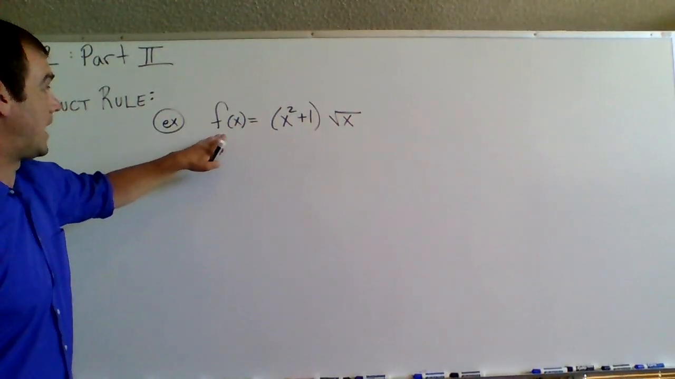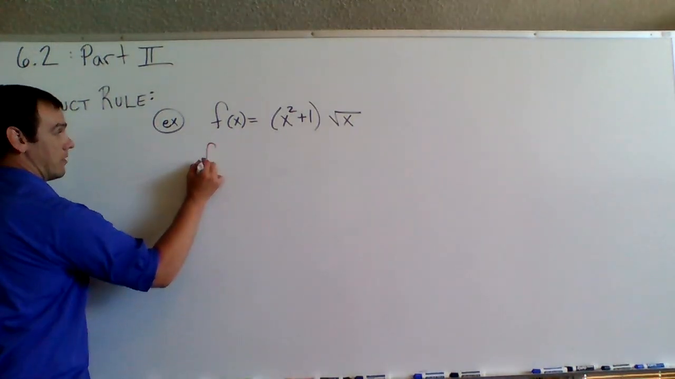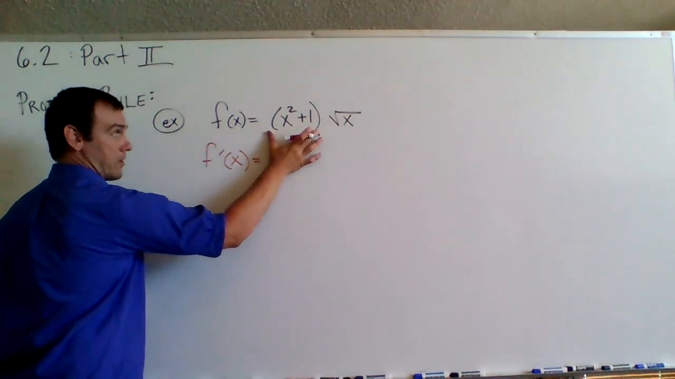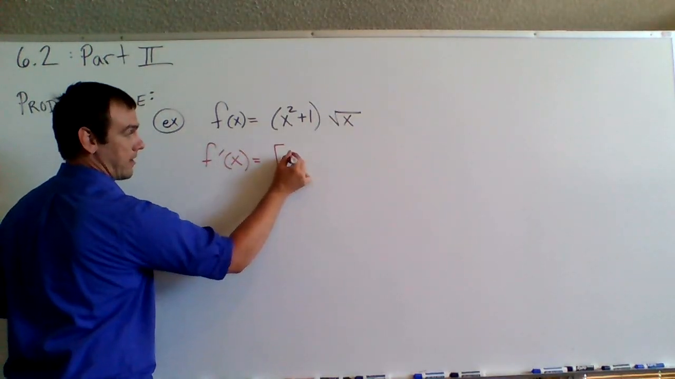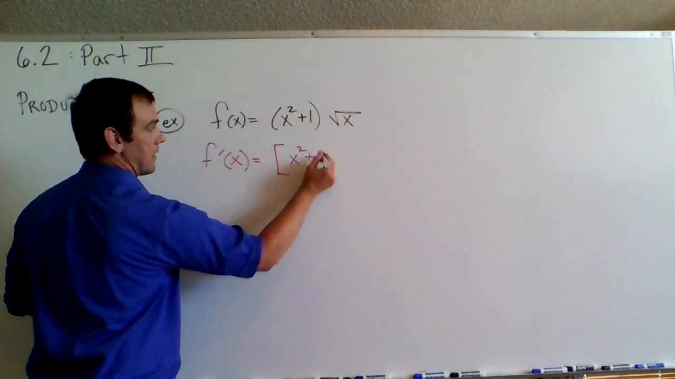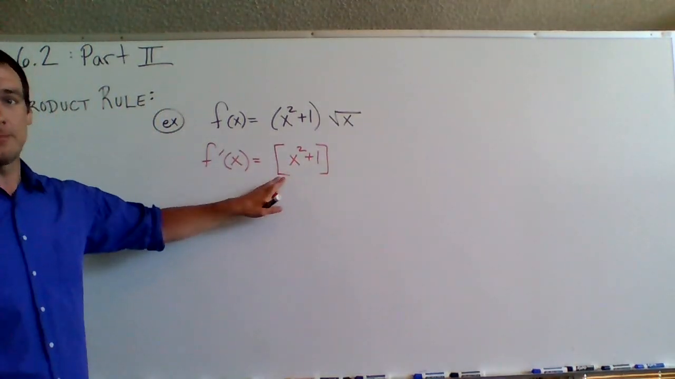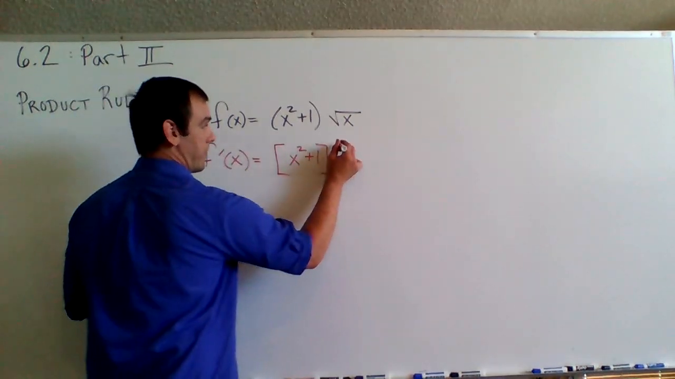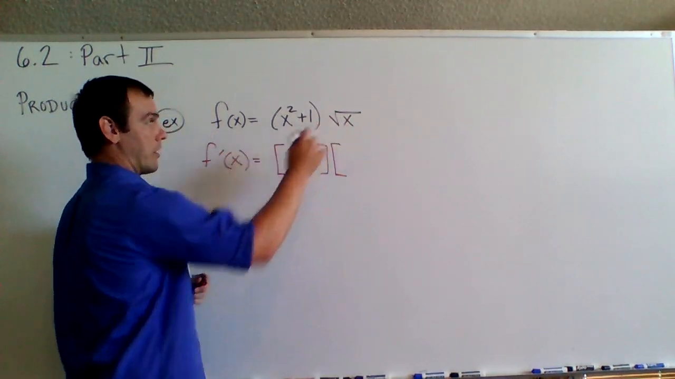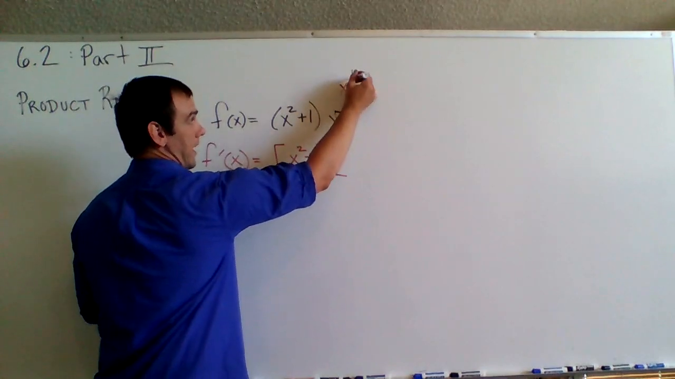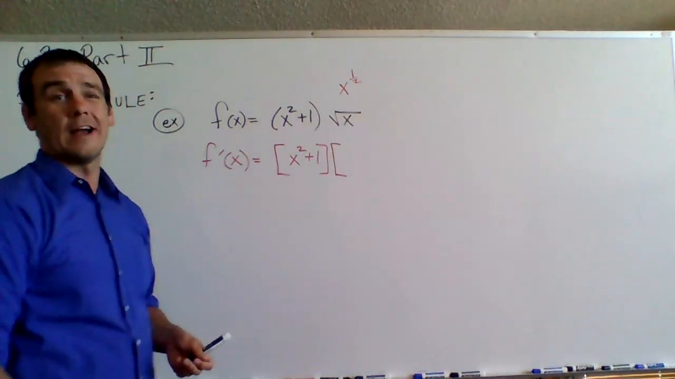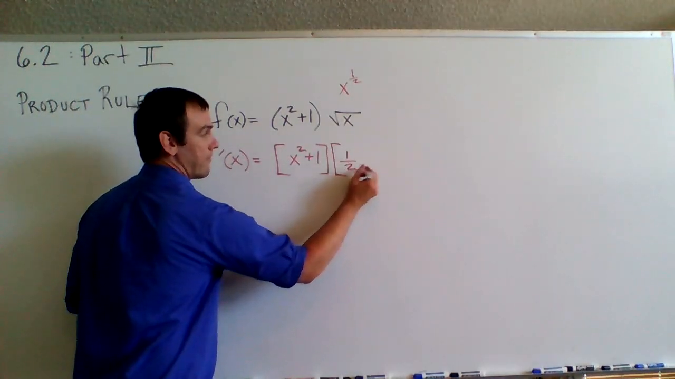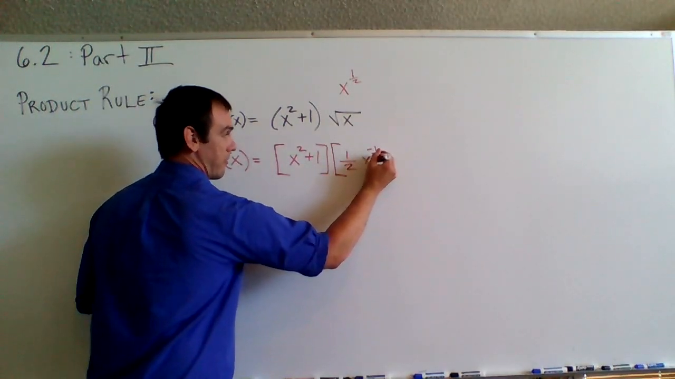So, to find the derivative, I'm going to say f prime is going to equal the first. So I always like to use brackets. It kind of helps me keep my place here so I don't lose where I'm at. So that's my first times the derivative of the second. Now the derivative of the square root of x. So remember, this is really x to the 1/2 power. So we're going to bring our exponent out front and then subtract 1 from our exponent. So this is going to be 1/2 x to the negative 1/2.